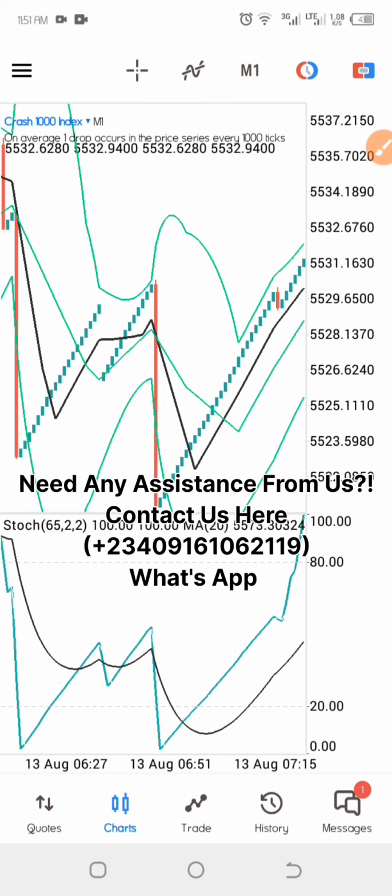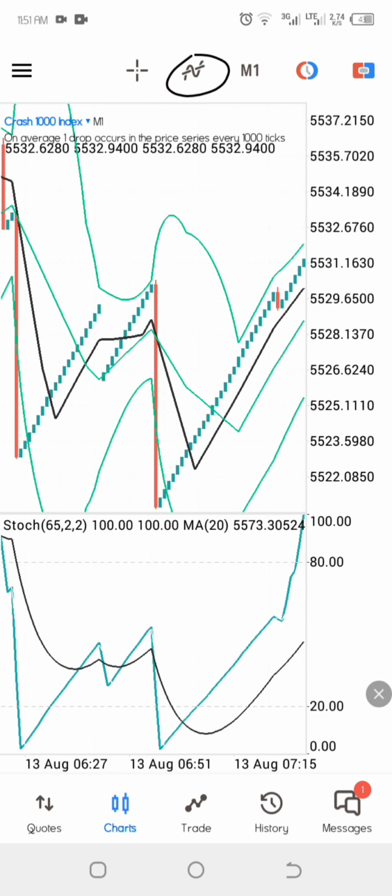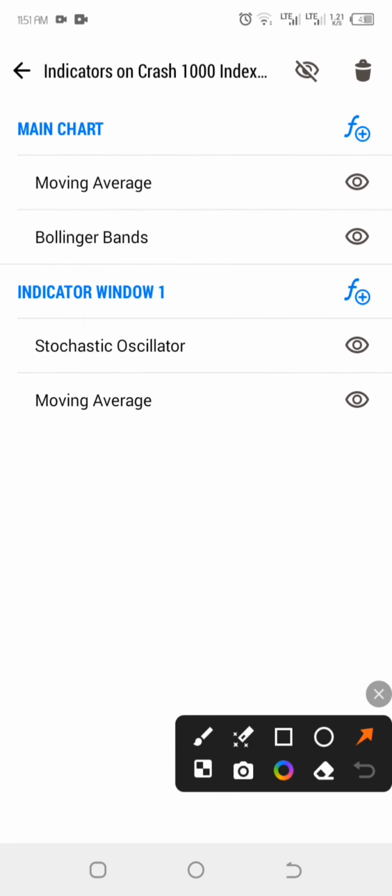So let's get straight into the video. First thing you want to do is go to this icon we're seeing at the top. This is where we are going to be adding all the indicators. We need two moving averages, the Bollinger Bands and the stochastic oscillator. The first indicator we're going to be adding is the moving average.